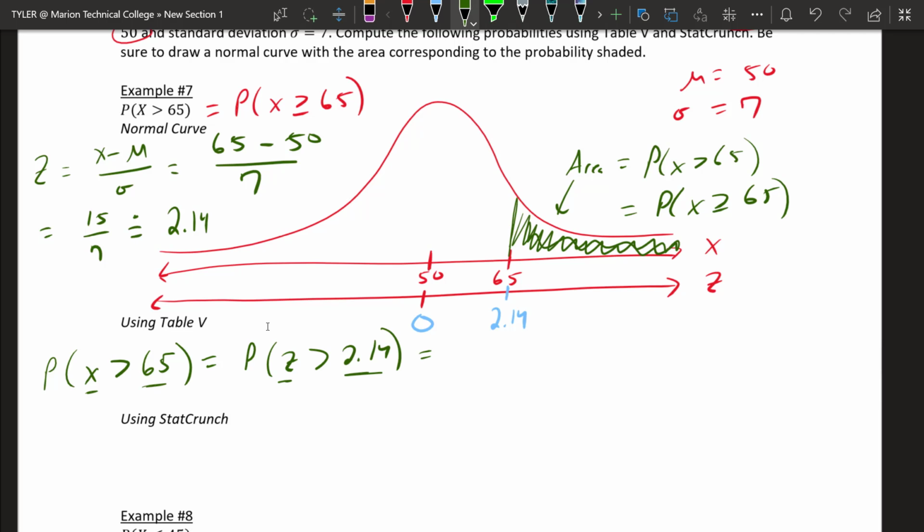So I can find this value from the table. Well, I can't find greater than. I need to find less than, to the left. So we need to use our trick for finding area to the right: you take 1 minus the area to the left. Now the z value less than 2.14 I can find in the table. So this would be 1 minus 0.9838, which is the value from that table. And if I subtract those two numbers, I get 0.0162.